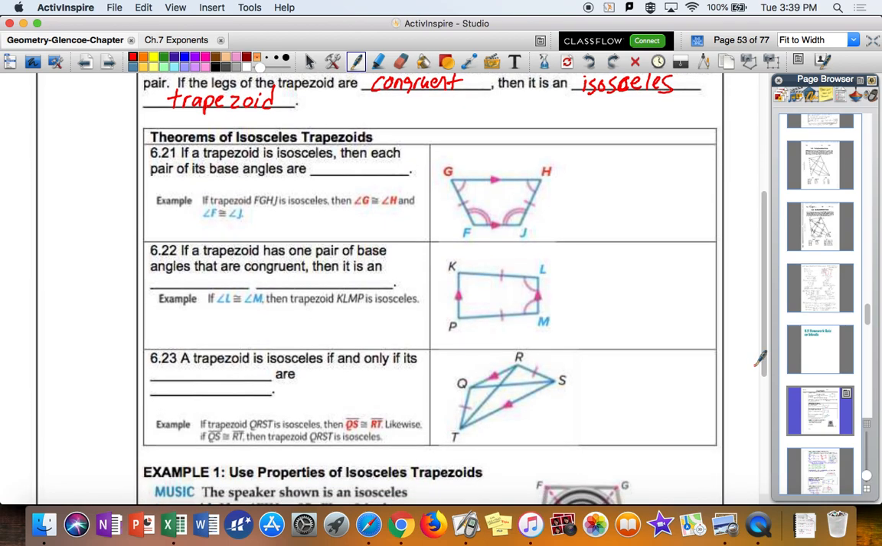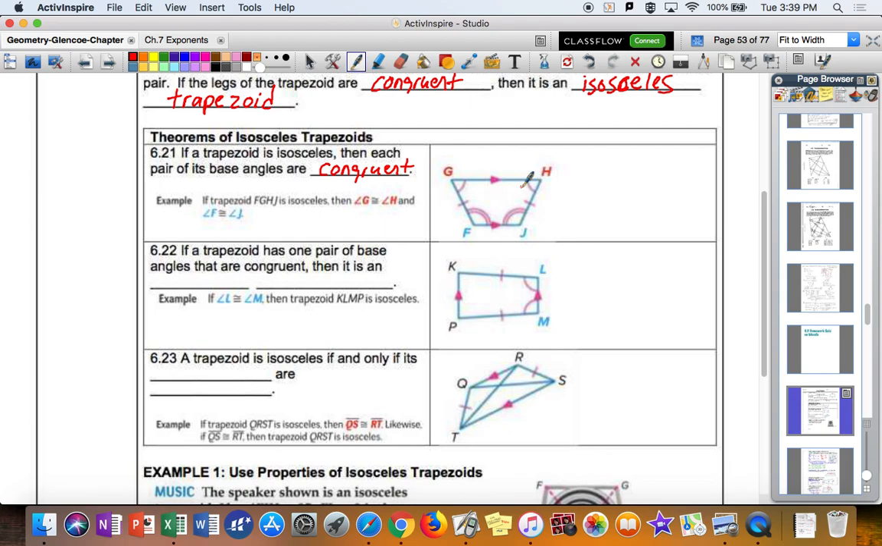So we have a few theorems, a few characteristics of trapezoids besides their definition characteristics. If a trapezoid is isosceles, then not only are its two legs congruent, but also each pair of base angles are congruent. You'll notice that angle G and H are a pair of base angles, they're congruent, and F and J are another pair of base angles, they are congruent. And it's a different pair of congruent angles than the G and the H angles. So that's always going to be true.